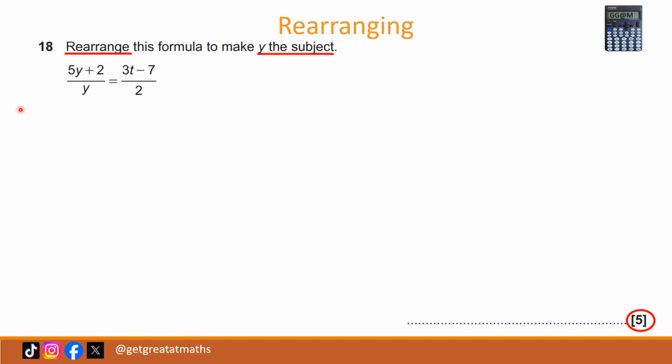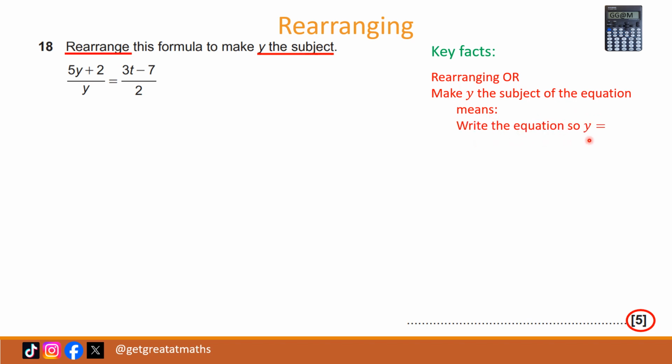Now the steps that we need to be able to answer this question are knowing that the word rearranging, or make Y the subject of the equation, means write the equation so you have an answer of Y equals. So when it comes down to the dotted line at the bottom, you're going to have Y equals, and then your expression, which will be in terms of numbers and also in terms of t. So your answer will be Y equals some number in front of t plus or minus some number, possibly having to divide by something.